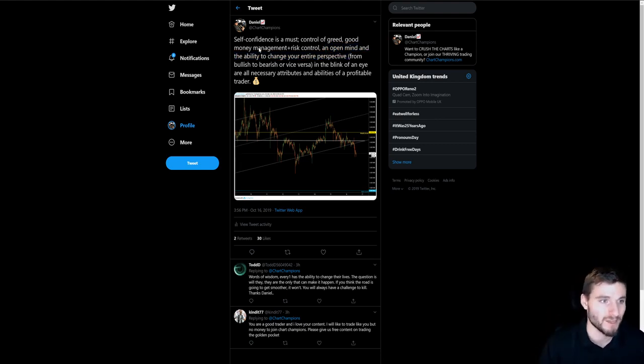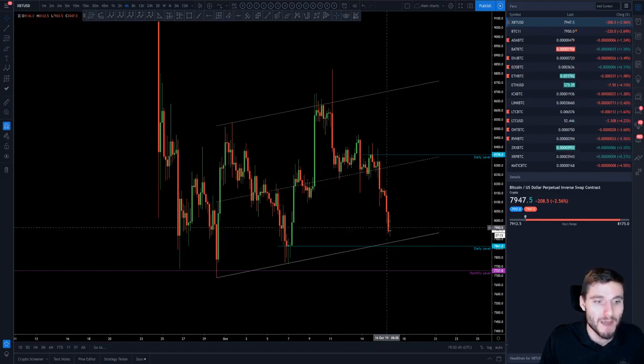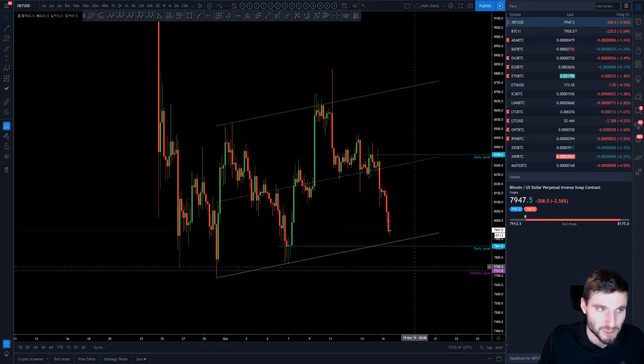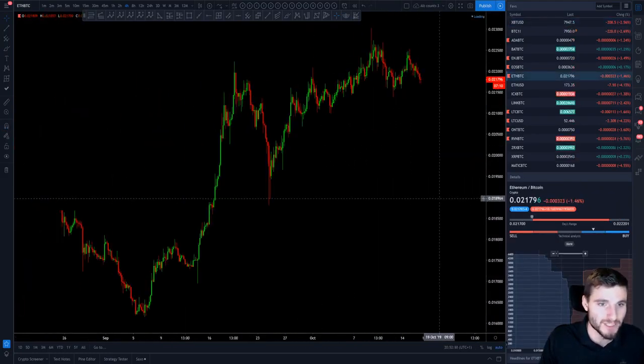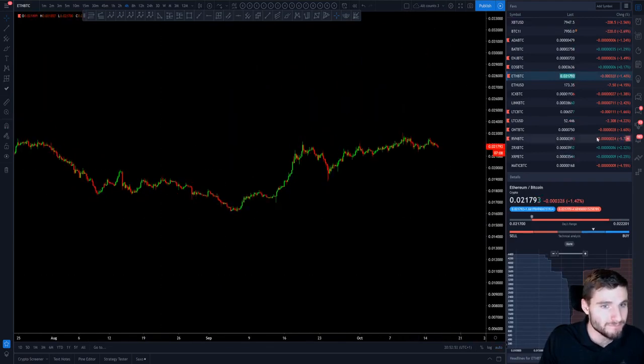Self-control is a must. Control of greed is a must. Good money management is a must. And risk control is a must. And an open mind and the ability to change your entire perspective from bullish to bearish, or vice versa, in the blink of an eye, are all necessary attributes and abilities of a profitable trader. Why do I refer to this now? Because I will absolutely tell you, I am bearish on Bitcoin. I'm expecting lower prices. I'm expecting lower prices on Ethereum.